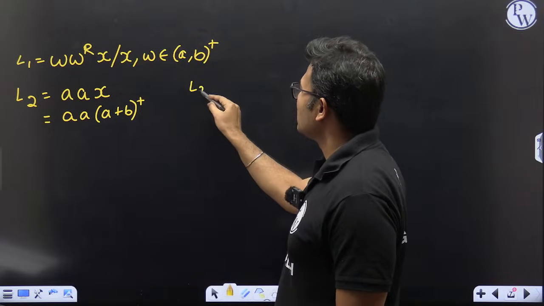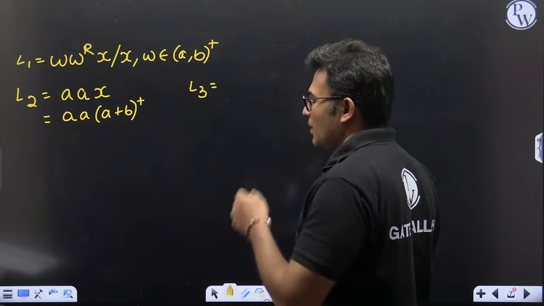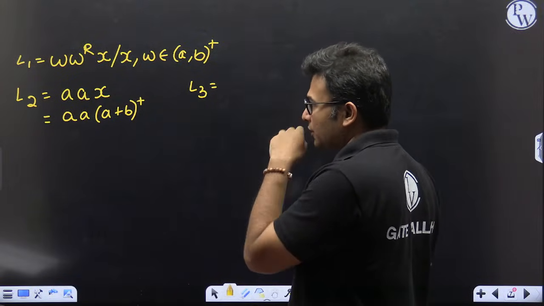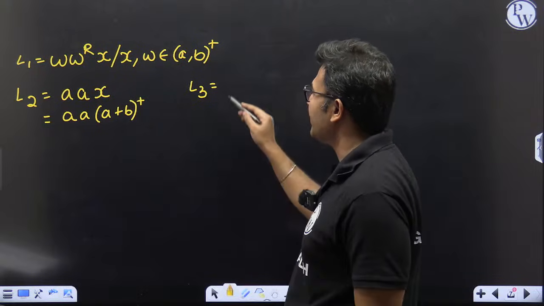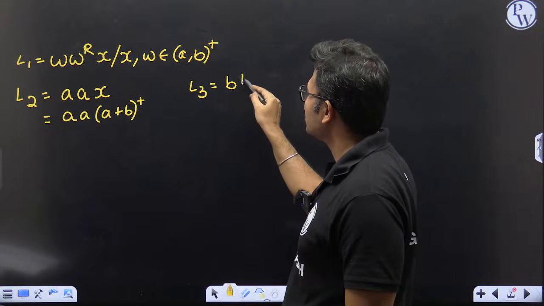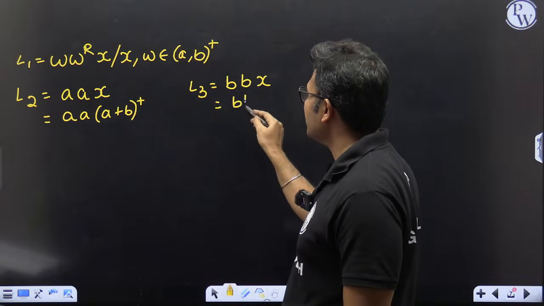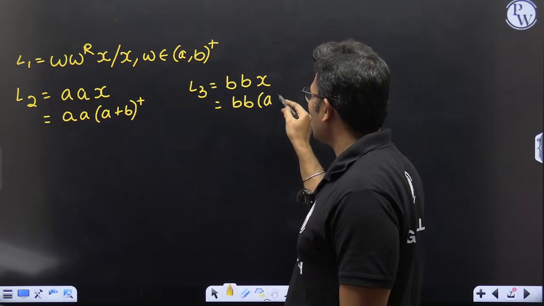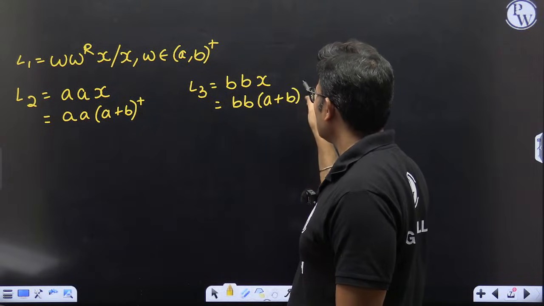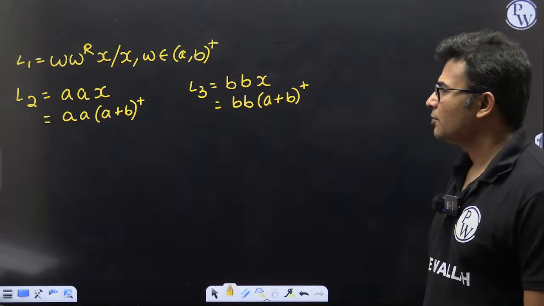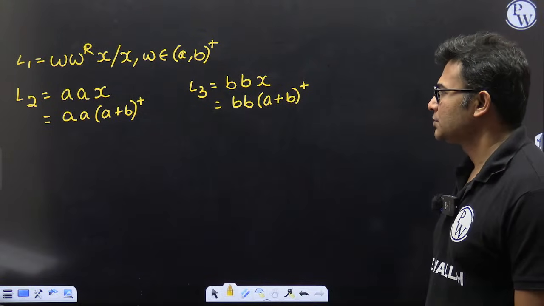Now write L3. In W we are going to put b. So we get b b x. Now what is bbx? bb followed by (a+b)+, right?